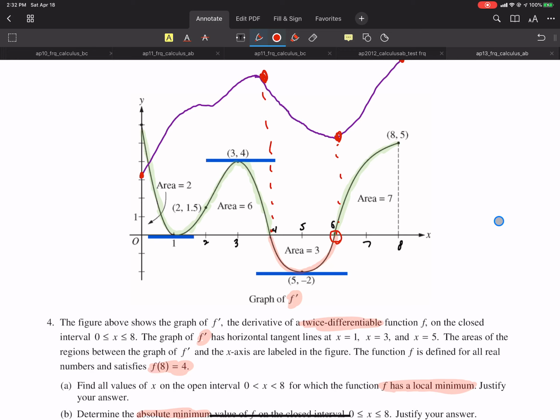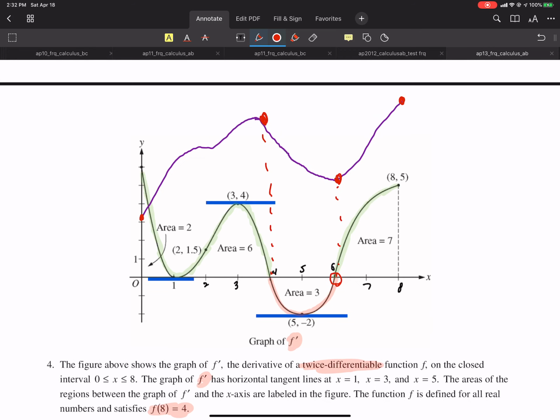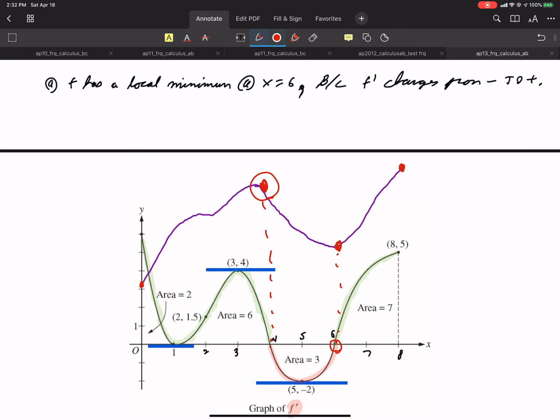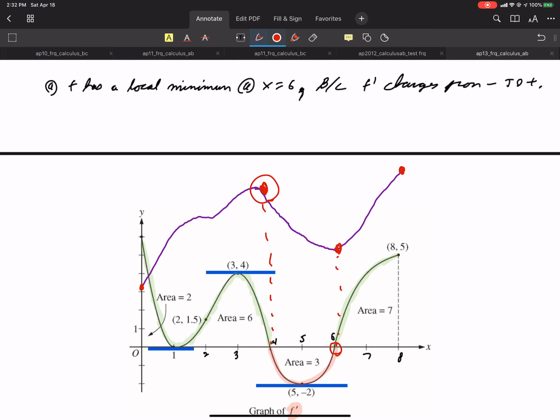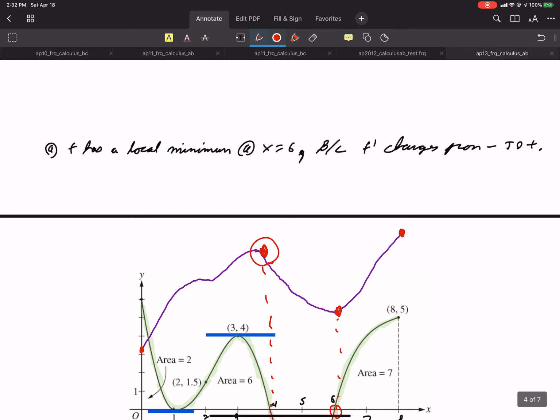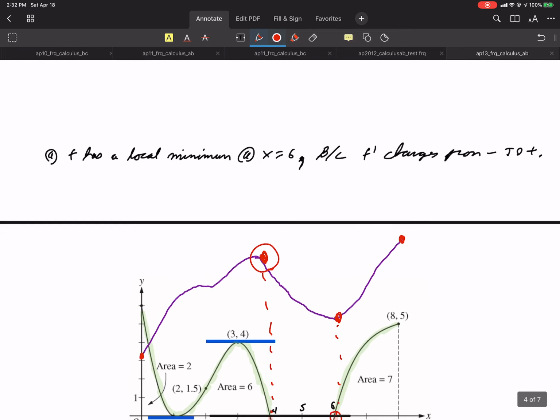So if it's asked for absolute minimum, technically, you could ignore this relative max. It can't occur there. So you could justify and say, at 4, there's a relative max because f prime changed from positive to negative. Therefore, it cannot be an absolute minimum. Therefore, I'm going to ignore it. That is perfectly valid. Or you can just check those points also.